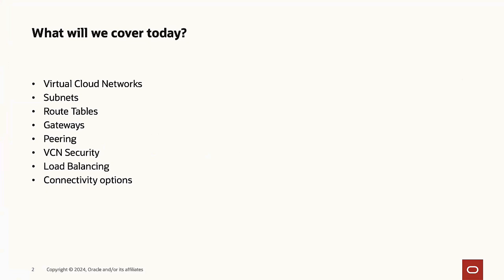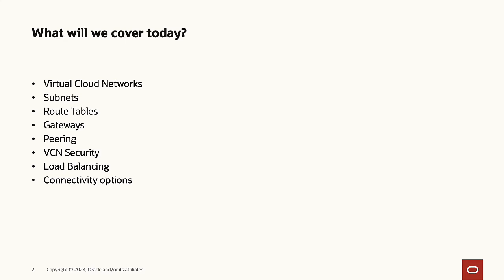We'll take a look at peering different virtual cloud networks together. That's going to be the process of connecting different virtual cloud networks so that their resources can communicate using private IP addresses. Then I'm going to hand it over to Olivia, who's going to take us through VCN security. So by default, you have your built-in firewall rules, and those are going to be your security lists and your network security groups. And then load balancing.